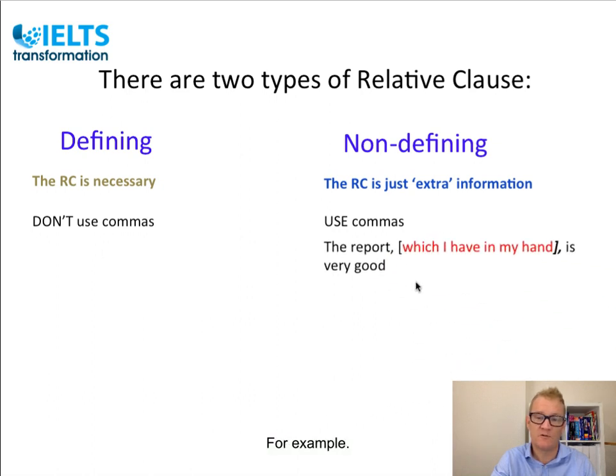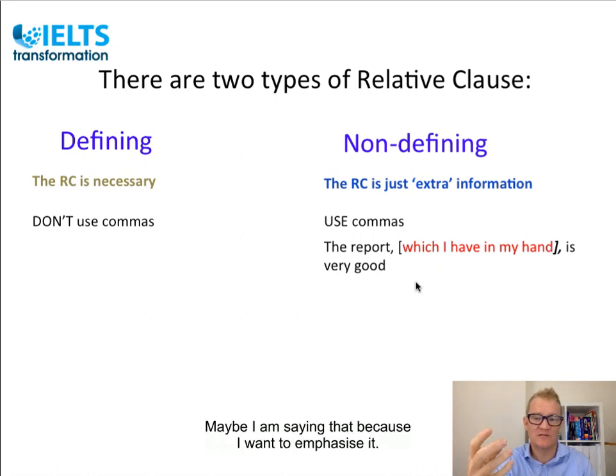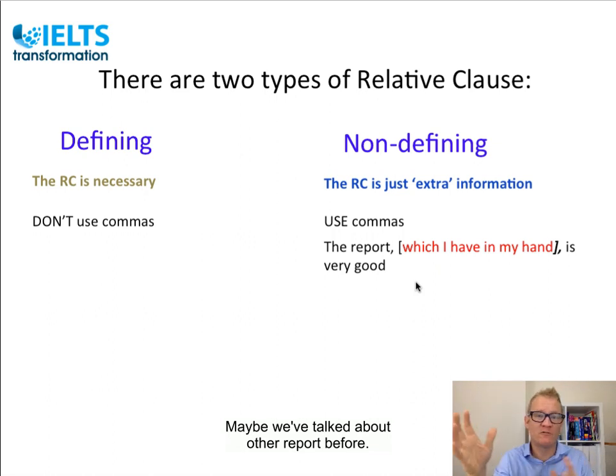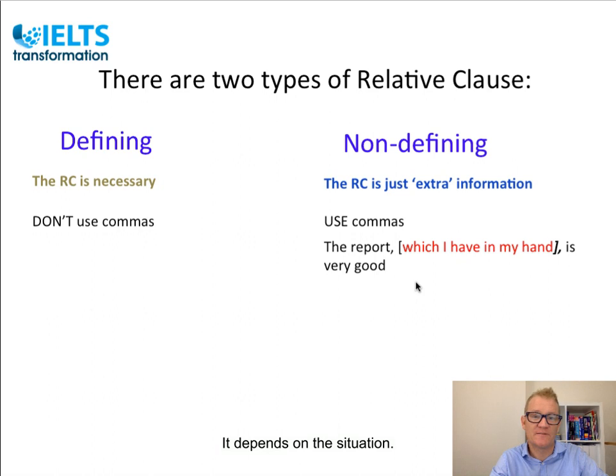For example, the report, which I have in my hand, is very good. If I have it in my hand, well, you can see it, so I don't need to tell you it's in my hand, but it's extra information. Maybe I'm saying that because I want to emphasize it. Maybe we've talked about other reports before. It depends on the situation.